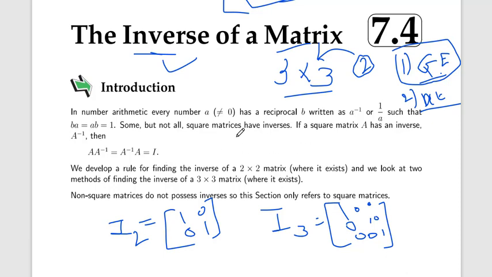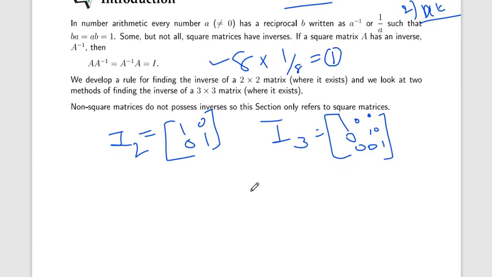If we talk about regular numbers rather than matrices, we also know that if a number is multiplied by its inverse, we get 1. One value multiplied by its inverse always gives 1, like 5 into 1/5. This same concept also applies to matrices. If a matrix is A, its inverse is A inverse.